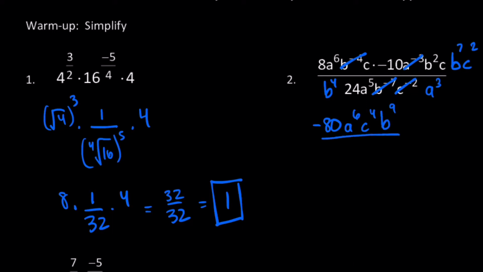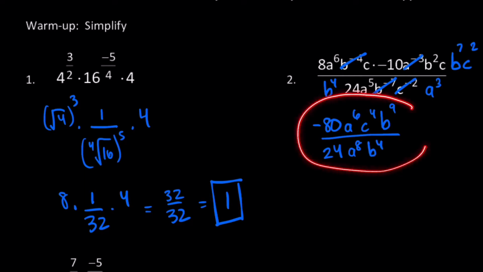My denominator is 24. A to the 5th times a cubed is a to the 8th. And I have b to the 4th and just b to the 4th. Now this is much easier for me visually to simplify. I have to figure out what number goes into both 80 and 24. I believe that's 8. So I'll divide both of those by an 8.